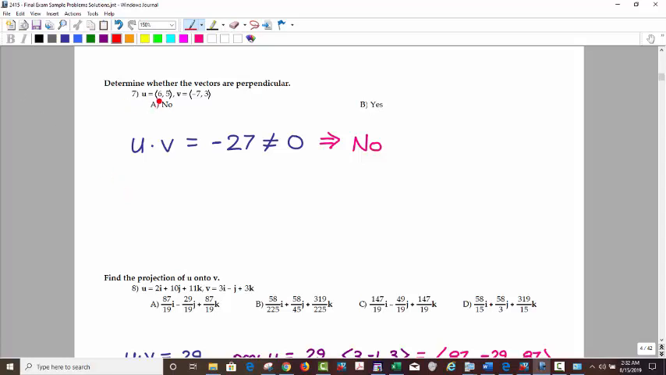So you do the dot product, 6 times negative 5, 5 times 3, negative 42 plus 15 is negative 27, not equal to 0, therefore no, they are not perpendicular.